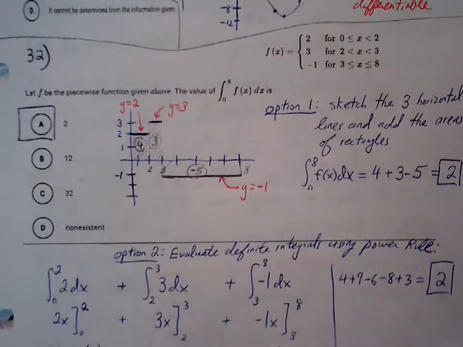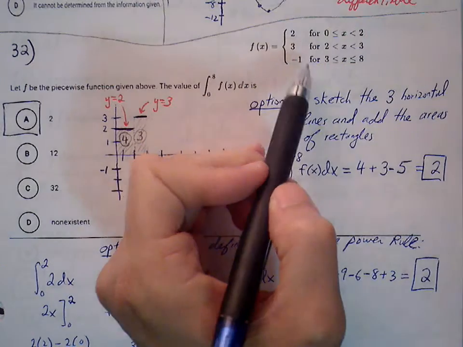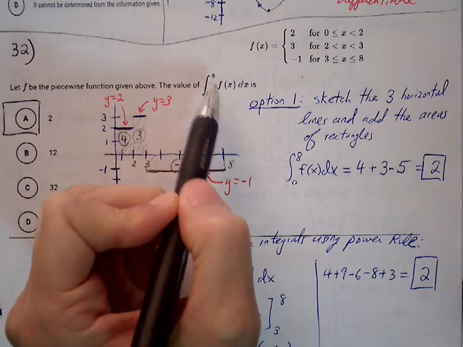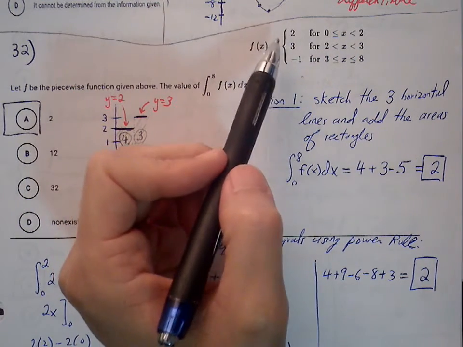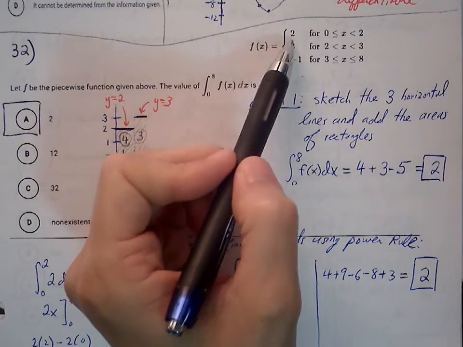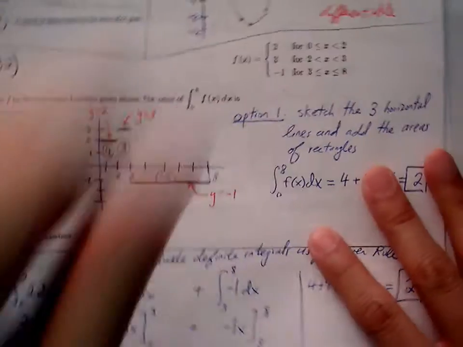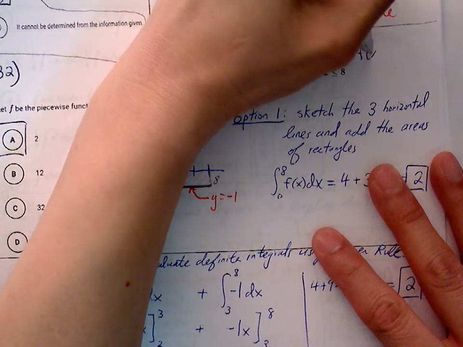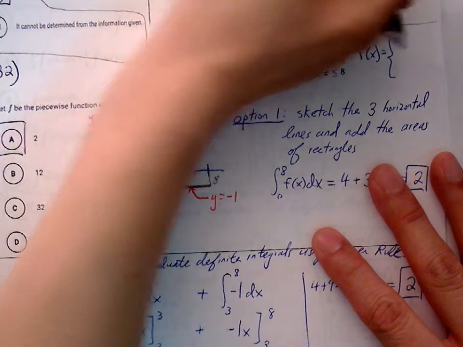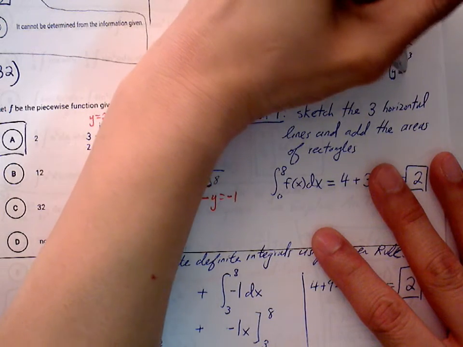All right, 32. We have a piecewise function. It's given here. What is the value of the definite integral from 0 to 8? Okay, so I think the easier way to go about doing this is just to sketch these graphs out. Now, these are all just horizontal lines. This is y equals 2. You've got y equals 3. You've got y equals negative 1. So in other words, f of x is just y equals 2, y equals 3, and y equals negative 1.